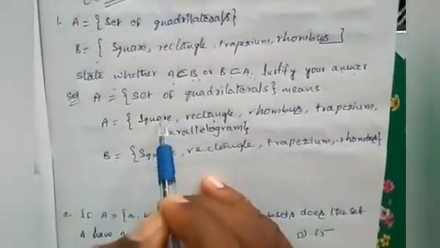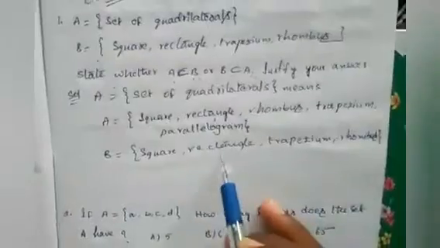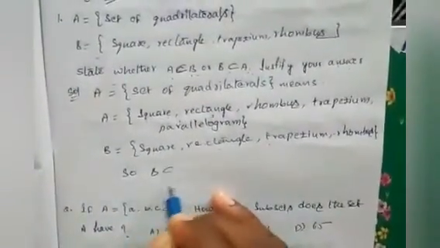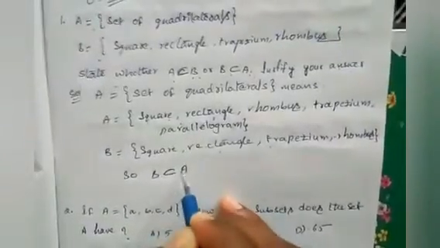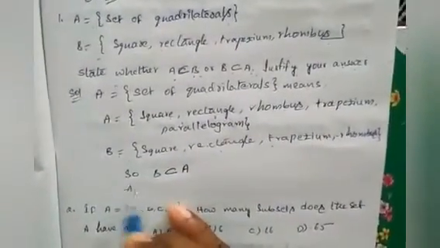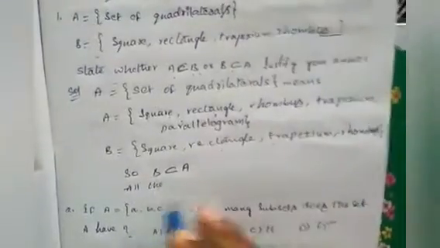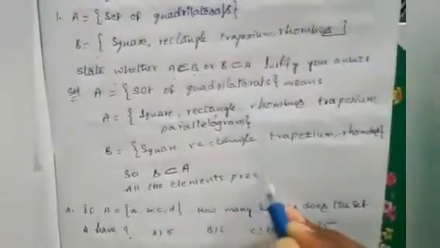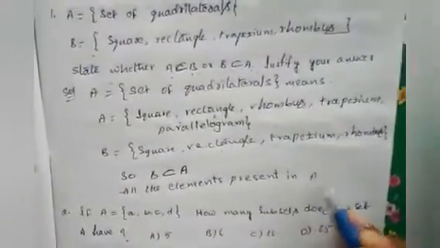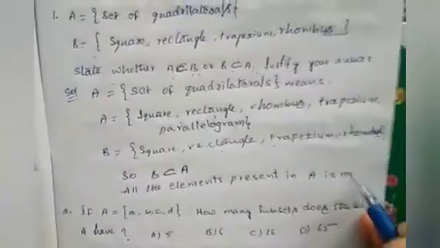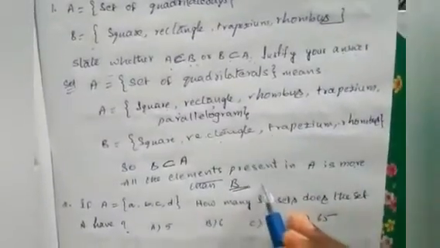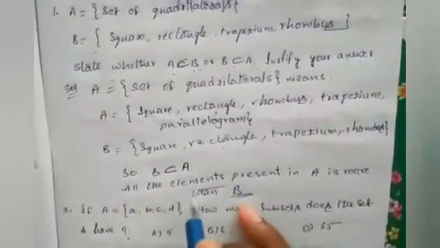So the elements in A are not all in B, but all the elements in B are in A. So B is a subset of A. B is a subset of A. Why? Because the elements present in A are more than B. So that's why B is a subset of A.